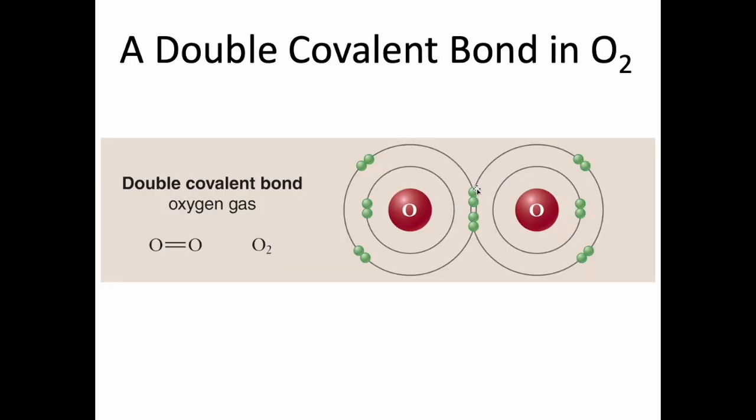And it can get there by sharing not one pair, but two pairs of electrons with another oxygen, for example. So now this oxygen has 1, 2, 3, 4, 5, 6, 7, 8, 9, 10. It's happy. This one has 10 as well. It is also happy. And there are two pairs being shared here. So this is a double covalent bond. And you'll see it drawn like this, the two lines between the two atoms.